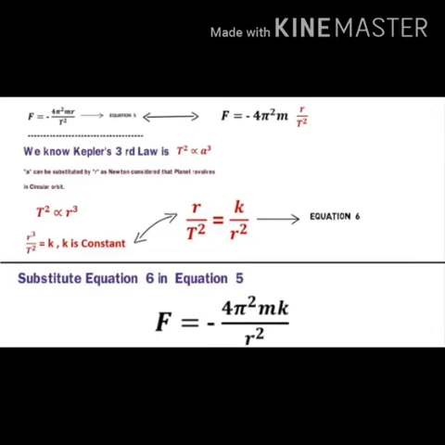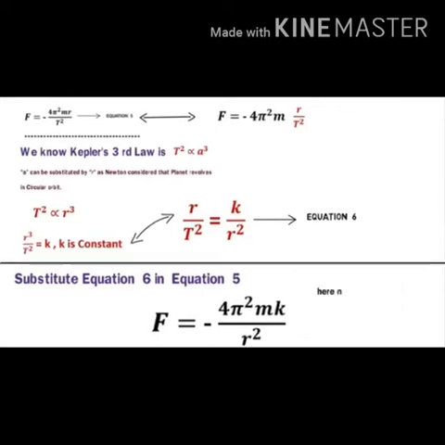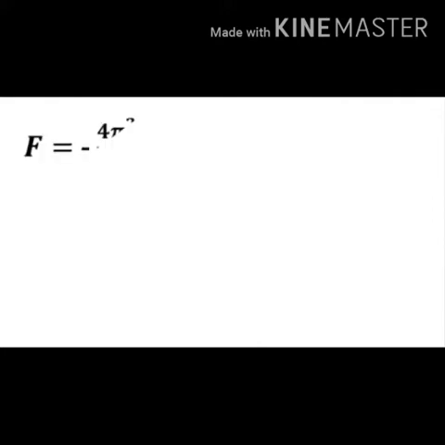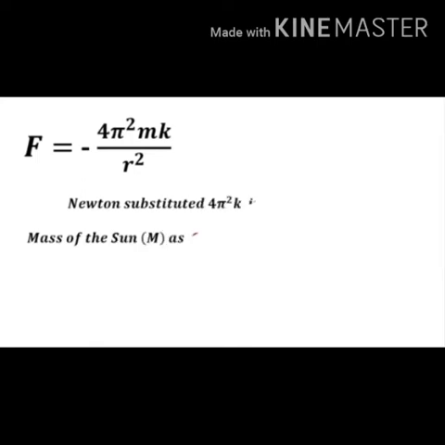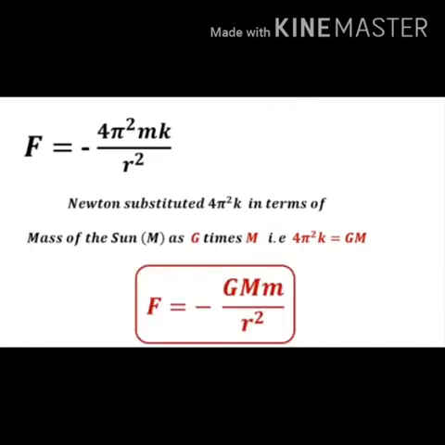The negative sign implies the force is attractive and acts towards the center. According to Newton's third law, the Earth is attracted by the sun, so the sun must also attract the Earth with the same magnitude of force. He equated the constant 4 pi square K to GM by the law of gravitation. Therefore, the gravitational force F is equal to minus G M m by r square. The negative sign in the above equation implies the gravitational force is attractive.